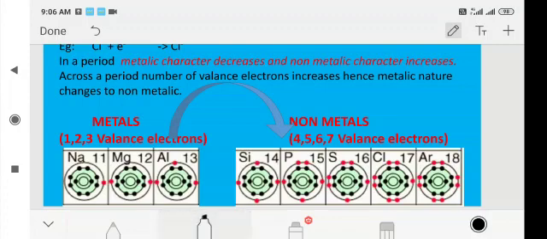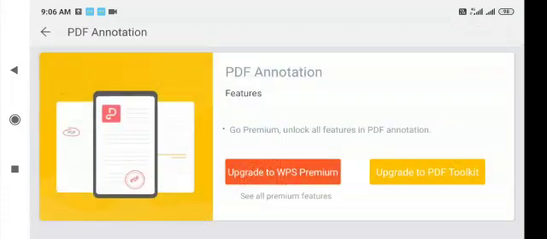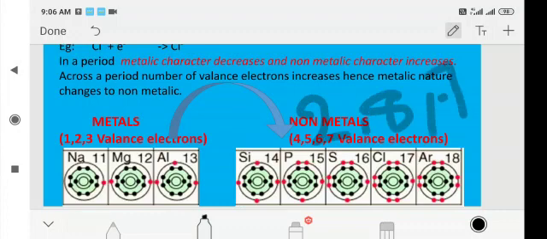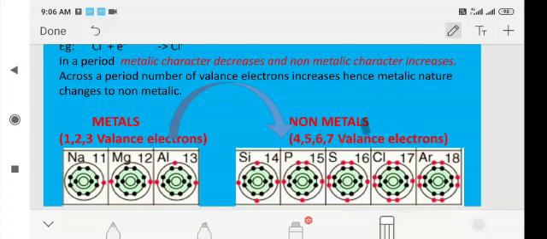Whereas in the case of phosphorus, its electronic configuration is 2, 8, 5. It needs 3 more electrons, so the difficulty level decreases. Then in the case of chlorine, 2, 8, 7, it needs only 1 more electron to become stable. That means chlorine will be considered the most non-metallic element, because it needs only 1 electron to become stable. Sulfur needs 2 electrons, so compared to chlorine it is less non-metallic.